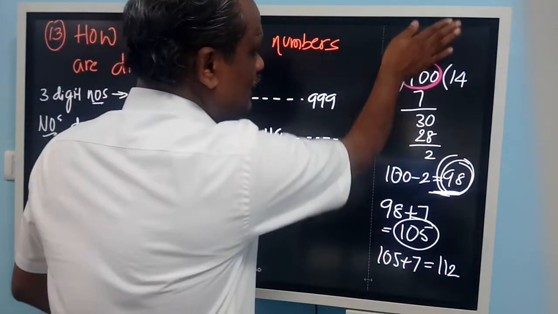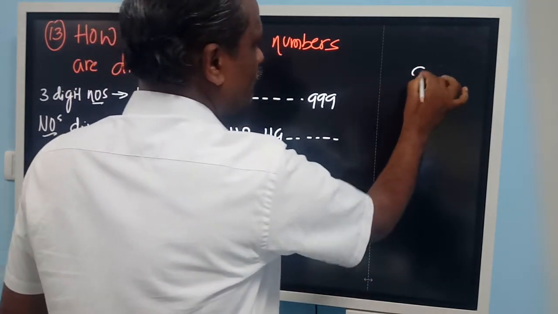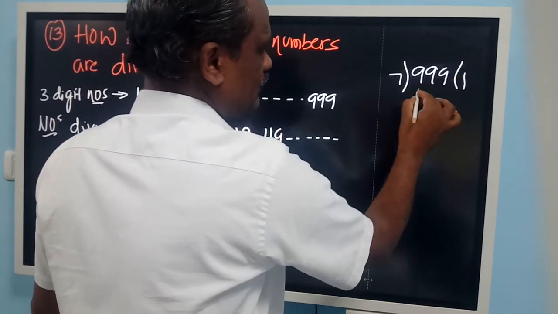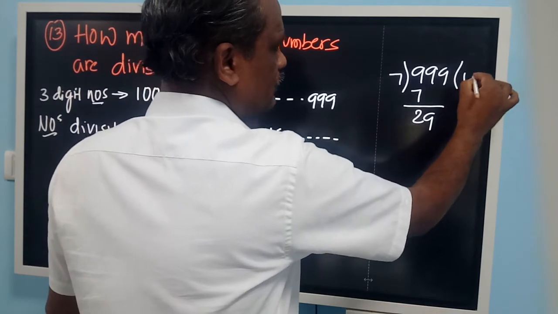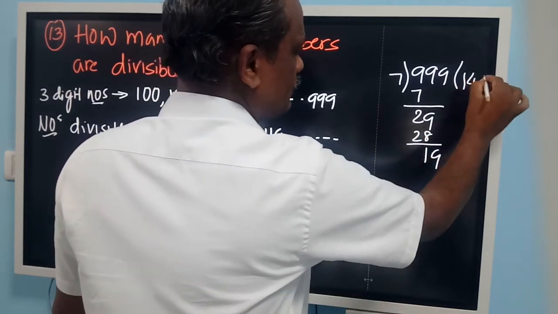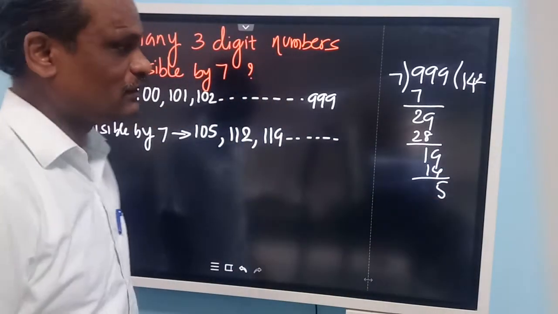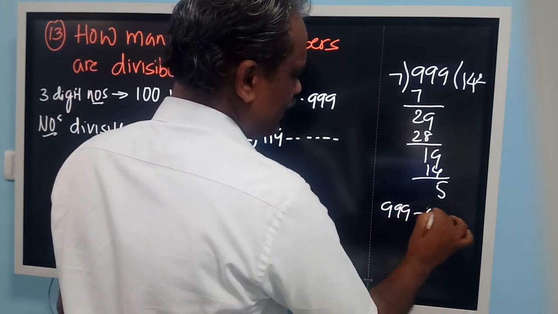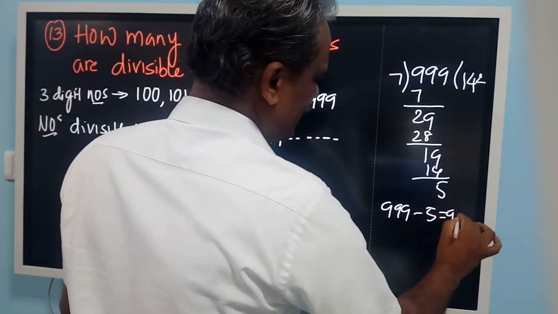Again you do the same thing, to check whether 999 is divisible by 7 or not. You divide 999 by 7. 7 ones are 7, 2, 29, 7 fours are 28, 1 remains, 19. 7 twos are 14. What is the remainder? The remainder is 5. Now subtract 5 from 999. 999 minus 5 gives you 994.